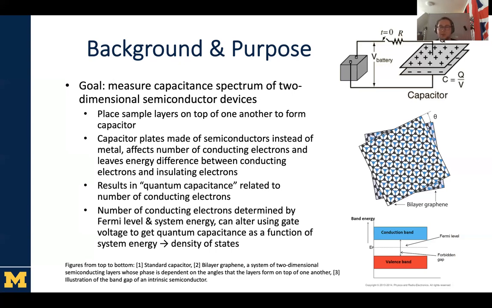This is different from geometric capacitance, like with parallel plate capacitors, where you take the area of the plates. This capacitance is due to the unique electronic transport qualities of these semiconducting layers. The actual quantum capacitance itself is directly related to this density of states function, which tells us how many electrons are in a conducting state as a function of system energy. So by determining the quantum capacitance through some kind of measurement circuit, we can determine the capacitance spectrum and then the density of states of the semiconductor device that we're studying.